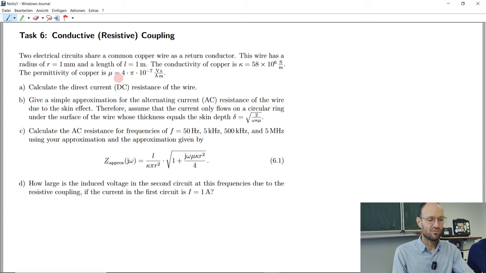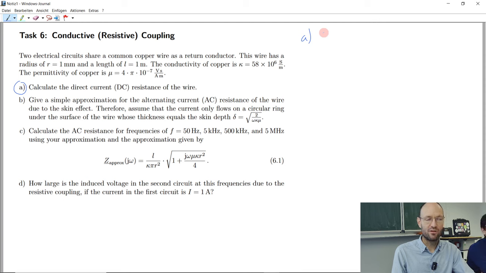And this permittivity here is also the permittivity of free space of air, because copper is not a ferromagnetic material, right? Copper is not being attracted by magnets, and that's why the permittivity is just free space permittivity. And in the first subtask A, we should calculate the DC resistance of this wire.